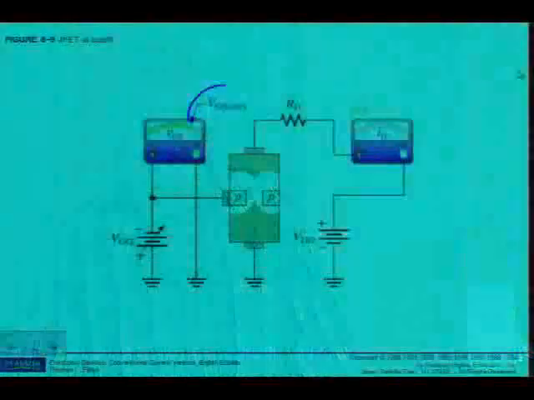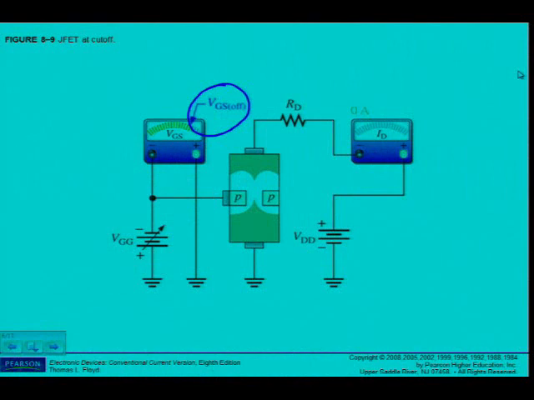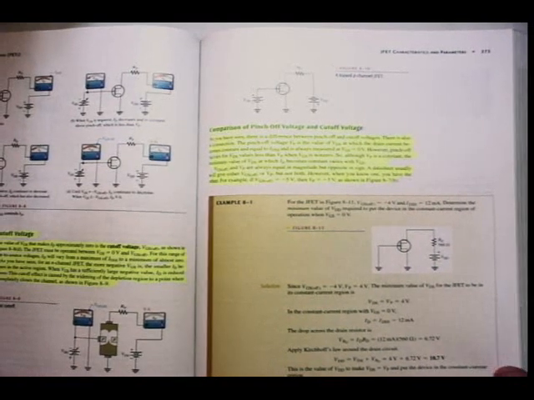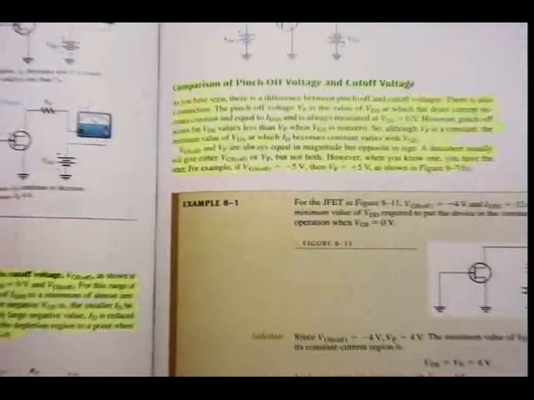At the point VGS off, my biasing was large enough to make these depletion regions large enough that it closes the channel completely and no current can flow through this device, and I can see it on my ammeter as well. Another important fact, which you must please mark NB on page 375: the comparison of pinch-off voltage and cut-off voltage. There's a comparison that you must remember. Mark this section NB.